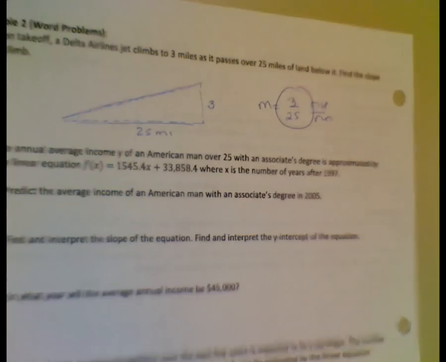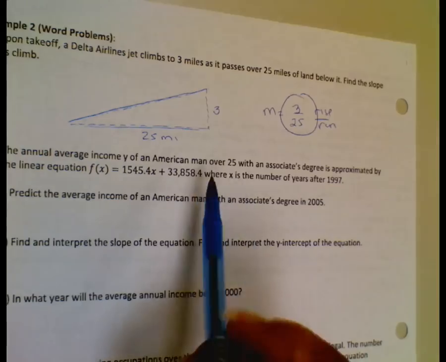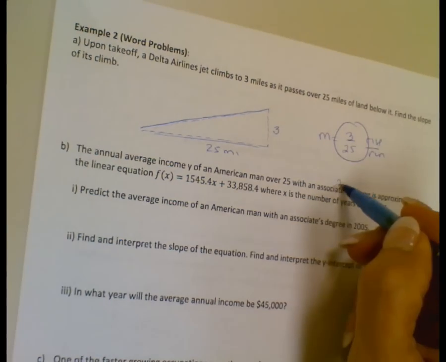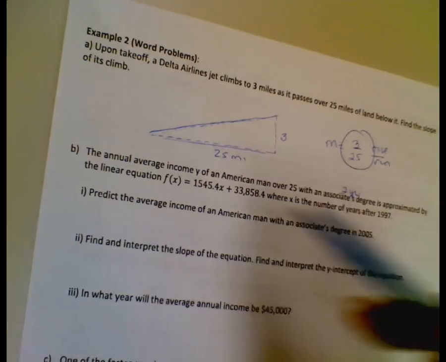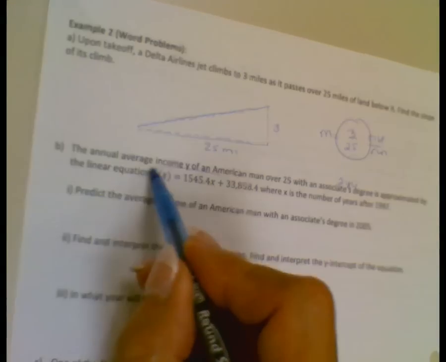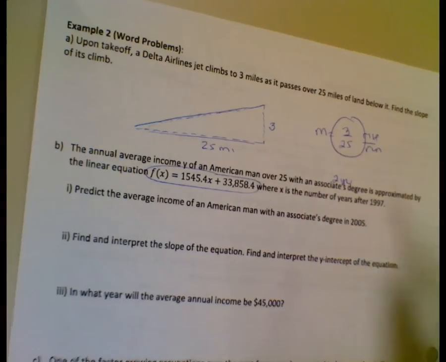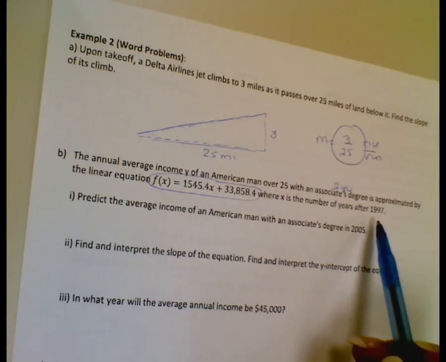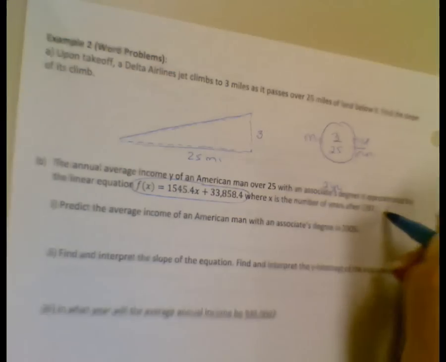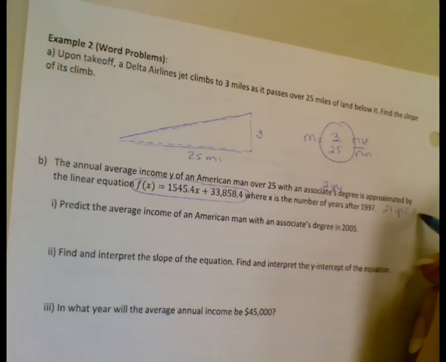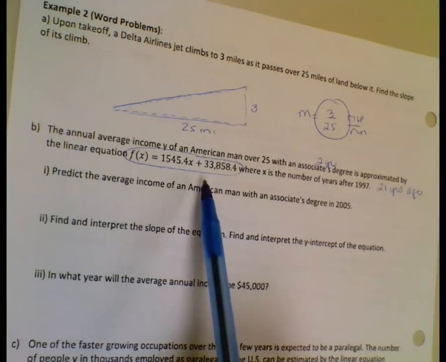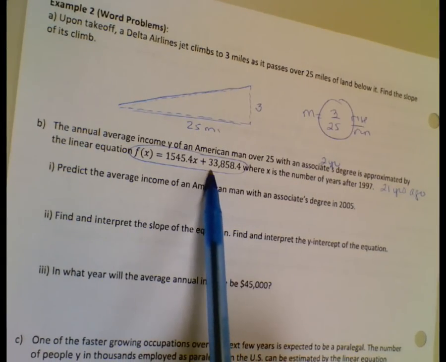That's it. B, the average income of an American man over 25 with an associate's degree, which is a 2-year degree, is approximated by this linear equation right here, where x is the number of years since 1997. Now, 1997 was 21 years ago. You guys weren't even born then, okay? But 21 years ago, this was the equation that was used in all the business magazines.